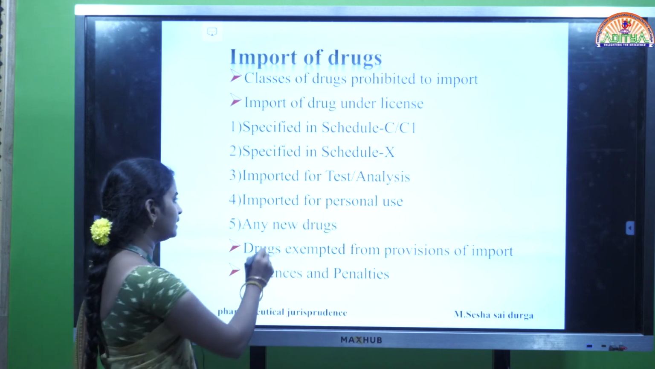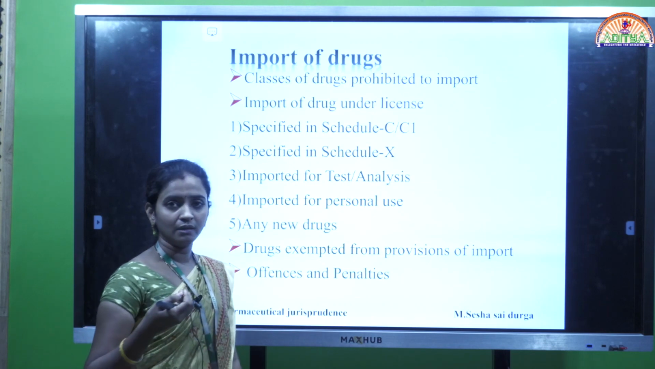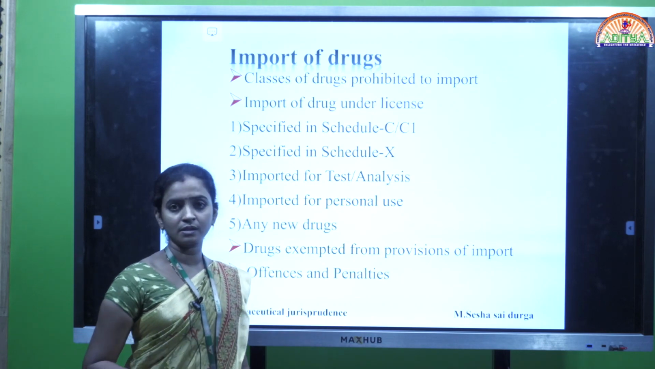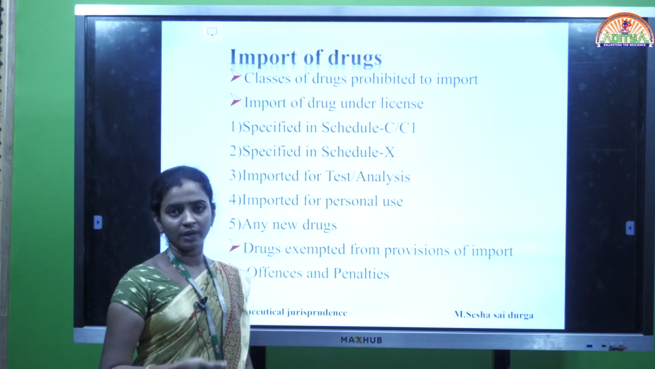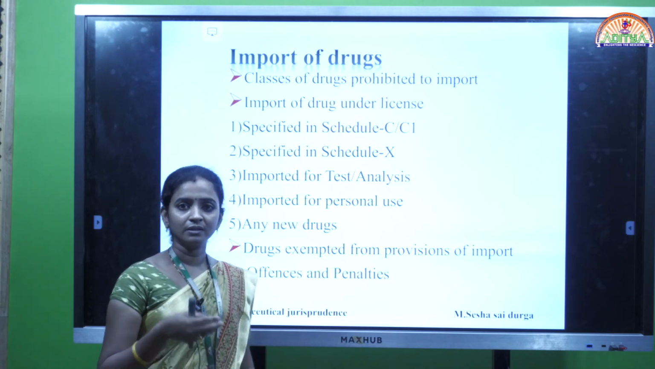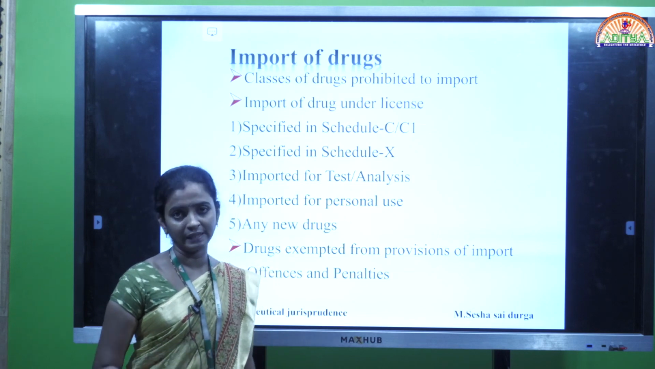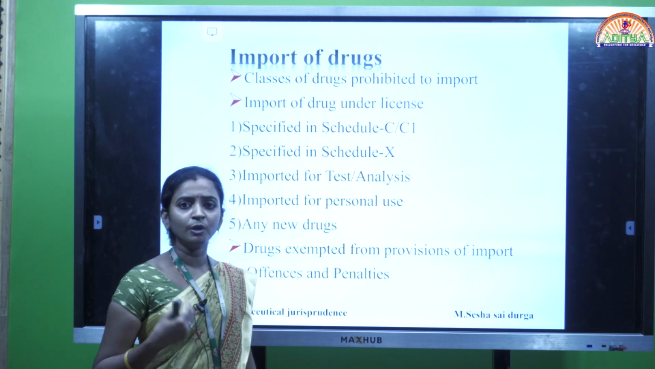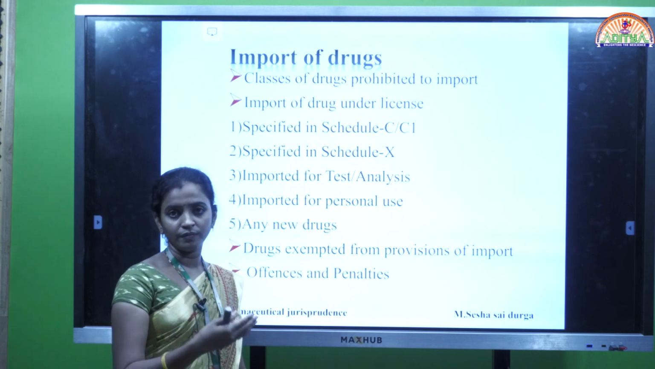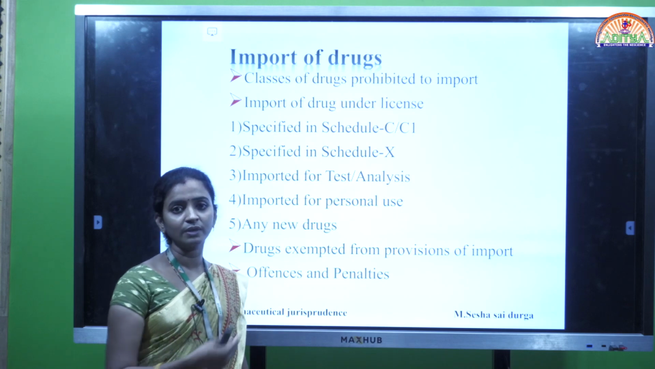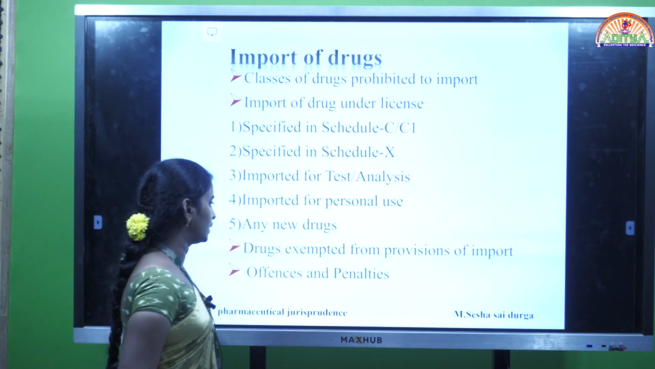And next one, any new drugs. New drugs means previously it did not exist. Just now it was manufactured in foreign countries. But the need for that new drug exists in India, and we are unable to prepare that new drug. So what we will do then is go for importing such a new drug from foreign to India. That is any new drug, the fifth one.